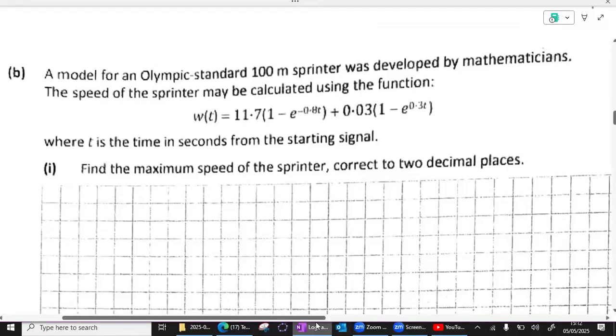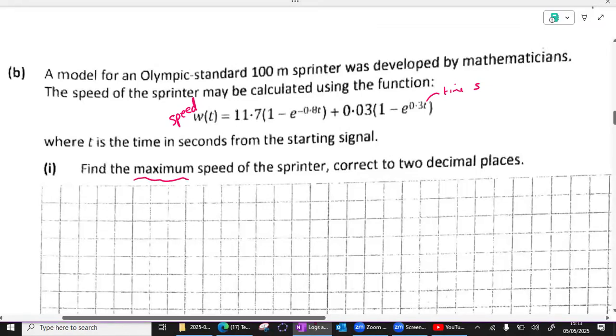Next question, it says a model for an Olympic standard 100-meter sprinter was developed by mathematicians. The speed of the sprinter may be calculated using the function. This function is written in speed, where t is time in seconds from the starting signal. So t is in seconds. Okay, find the maximum speed.